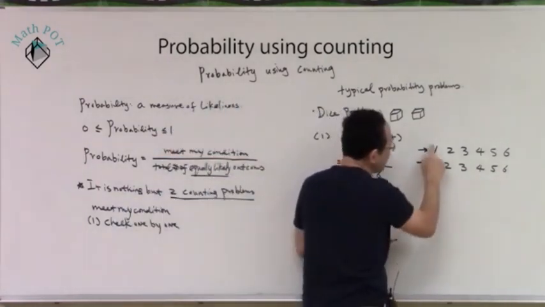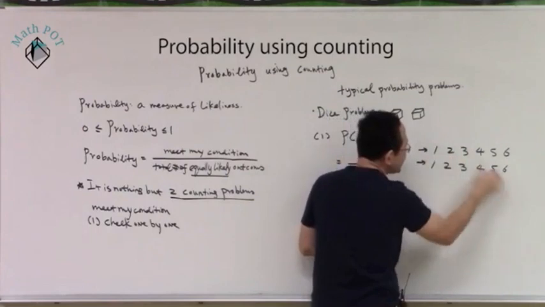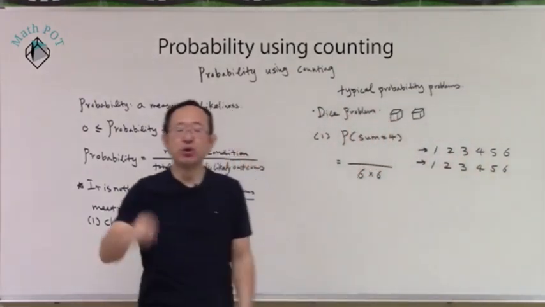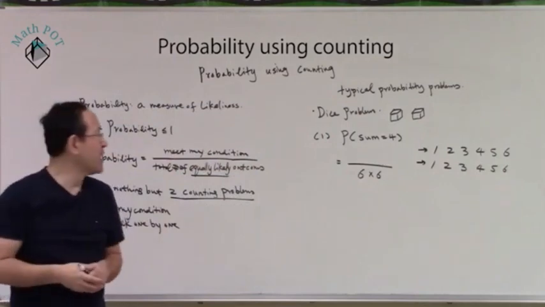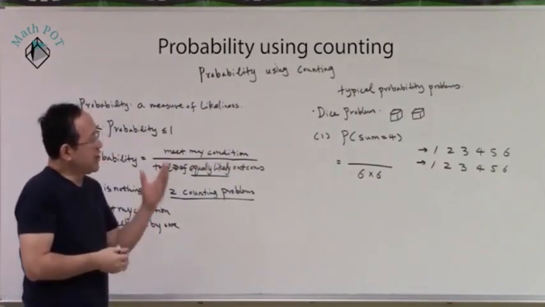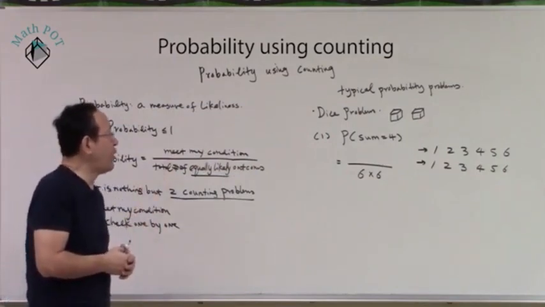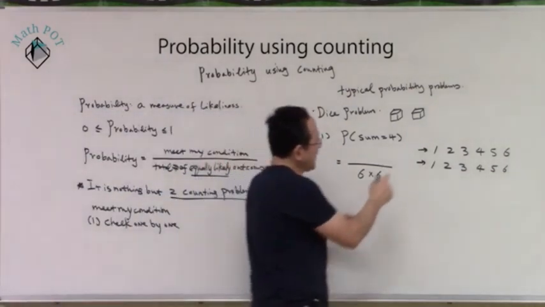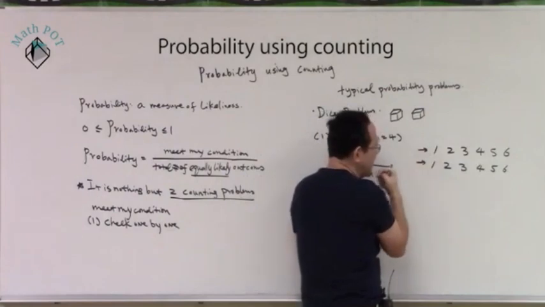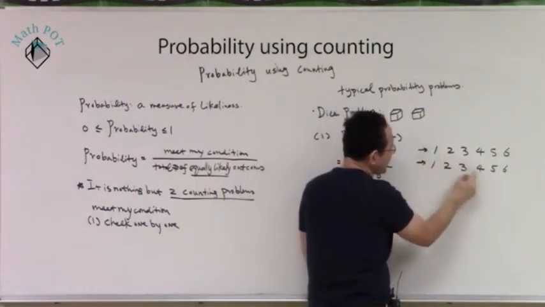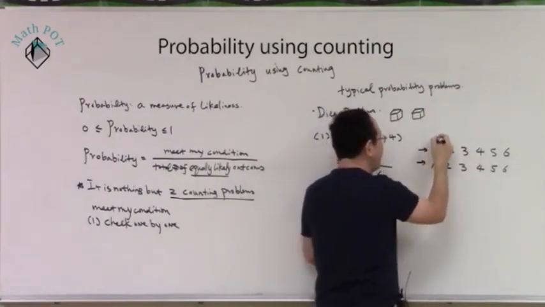For example, 1 and 1, 1 and 2, 1 and 3, 1 and 4, 1 and 5, 1 and 6, and continue. So clearly this gives us a total of 36 outcomes if you pair up when you check. Let's solve this one by checking one by one. The sum equals 4. If the first number is 1, then 1 plus 1, no. 1 plus 2, no. 1 plus 3, yes. 1 plus 4, no. That means we find one way.